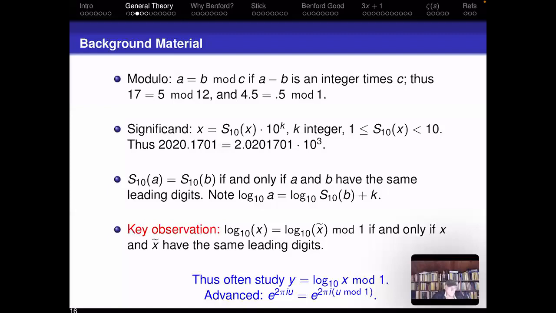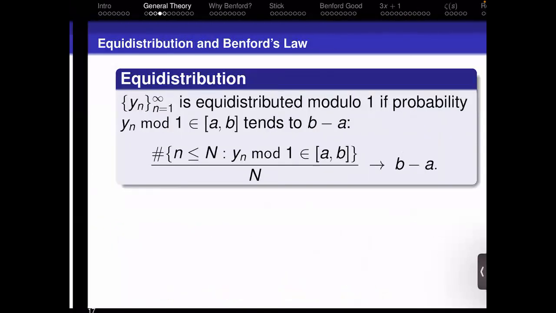And the key observation, and the explanation as to why we are able to use Fourier analysis so well, is that the log of x base 10 equals the log of x tilde base 10 mod 1 if and only if x and x tilde have the same leading digits. And so if we are studying e to the 2 pi i u, we can replace u with u mod 1 without changing the value. And this is why Fourier analysis is going to be so beautifully set up to handle problems like this.